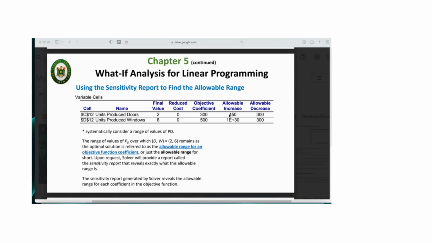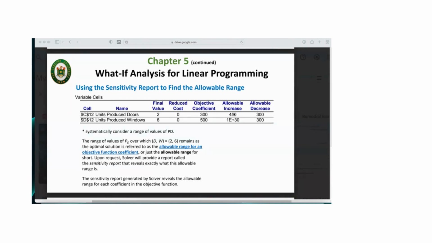Well, 500 is already beyond 450. So if you increase 300 by 500, this will be 800. If this becomes 800 with this remaining at 500, what will happen to the optimal solution? It will no longer be the same optimal values of 2 and 6. It will no longer be optimal at 2 and 6 because you have gone beyond the allowable increase.